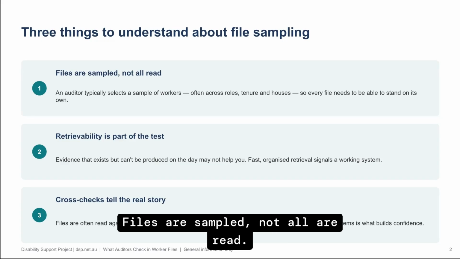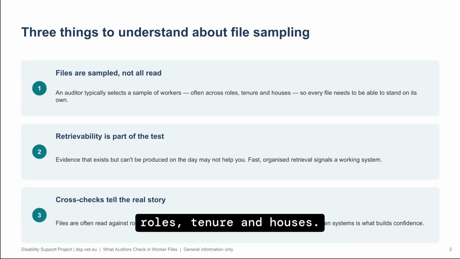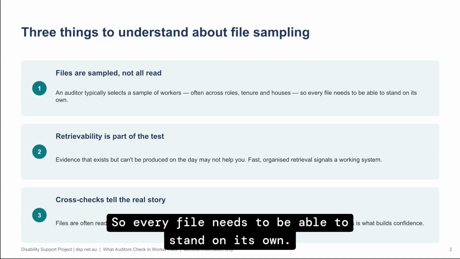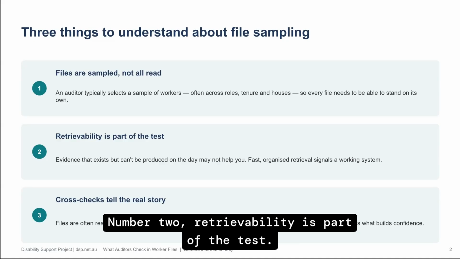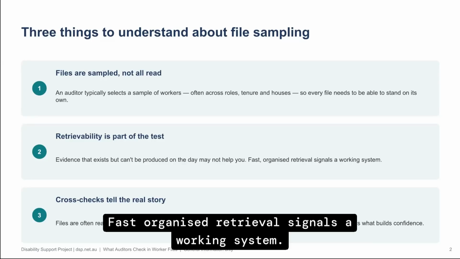Number 1, files are sampled, not all are read. An auditor typically selects a sample of workers, often across roles, tenure and houses. So every file needs to be able to stand on its own. Number 2, retrievability is part of the test. Evidence that exists but can't be produced on the day may not help you. Fast, organized retrieval signals a working system.